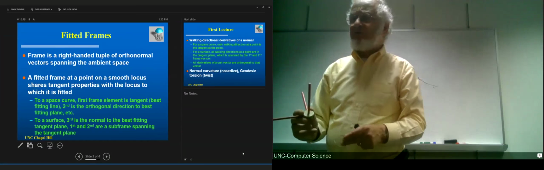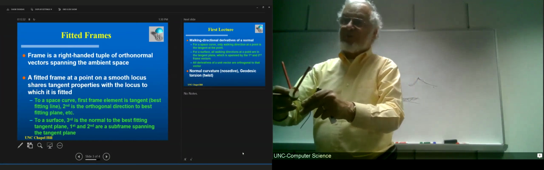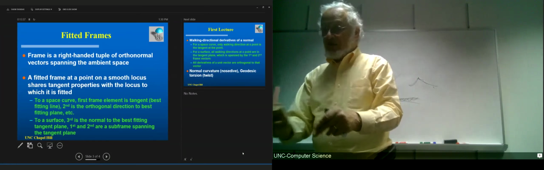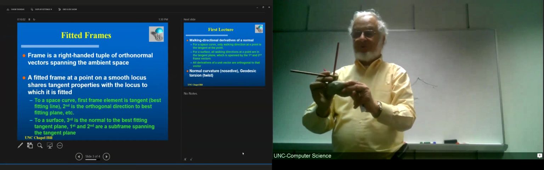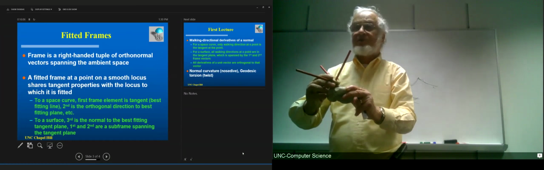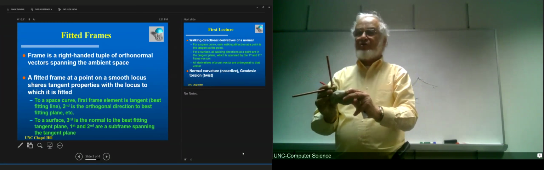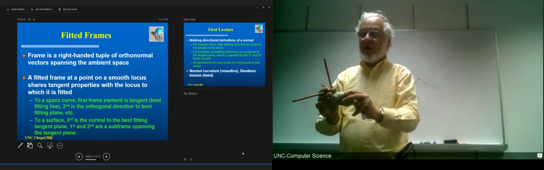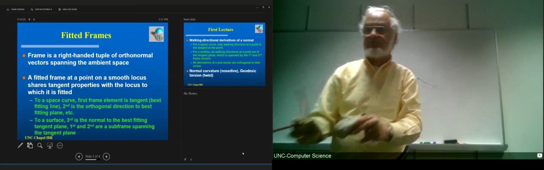Okay, and so as we move along the curve, the fitted frame is going to do something. It's going to rotate, in fact. If we move in some direction on the surface, the fitted frame is going to rotate. If we move in a different direction on the surface, it's going to rotate somehow differently. And we're going to be interested in those variations of the fitted frame as we walk along a surface, typically. Now and then we'll talk about a curve. Okay?